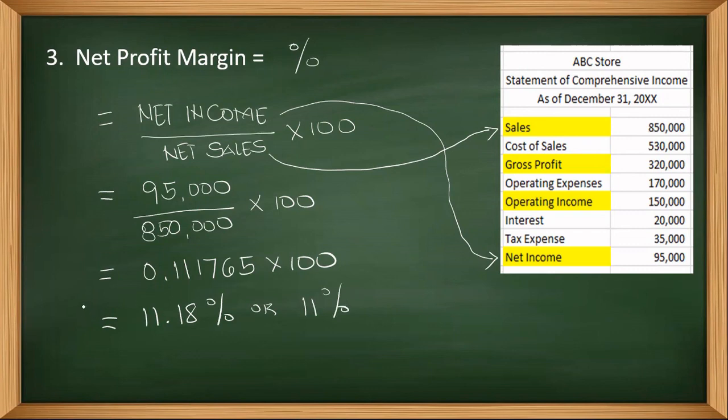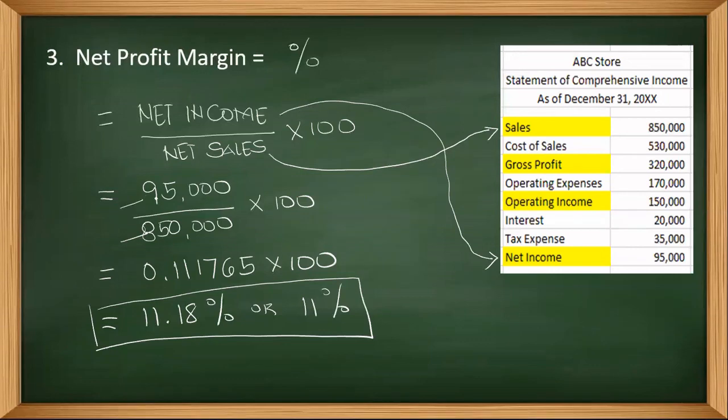So this will now be our net profit margin, which means that 11% of the net sales is the net income. Now, what is a net profit margin? Net profit margin shows how much profit will go to the owner for every peso of sales made.